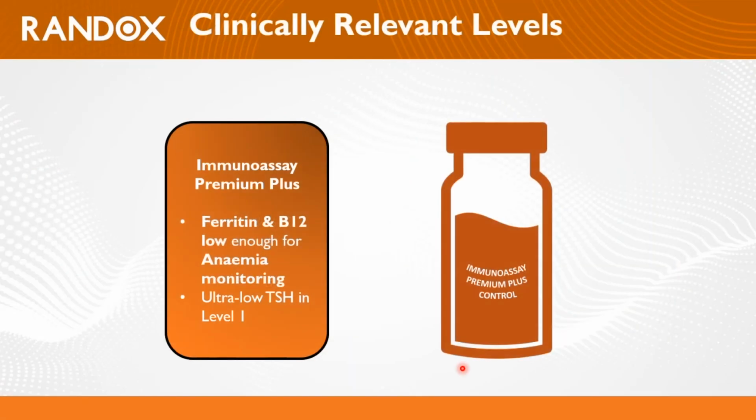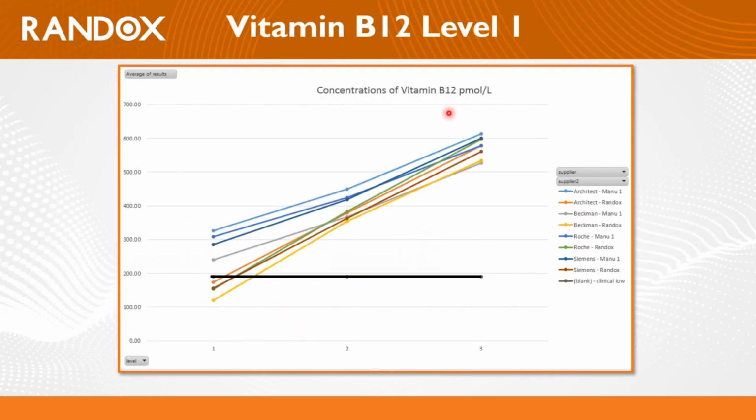Now, I'll just give you an example of our immunoassay Premium Plus control for ferritin and B12. If we look at vitamin B12, the ultra low level for vitamin B12 should be below 190 picomoles per liter. If you look at our control on different instruments, you can look at our immunoassay Premium Plus control for total vitamin B12 values on the Architect instrument.